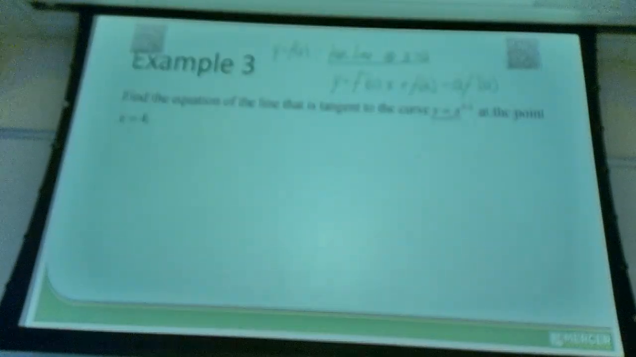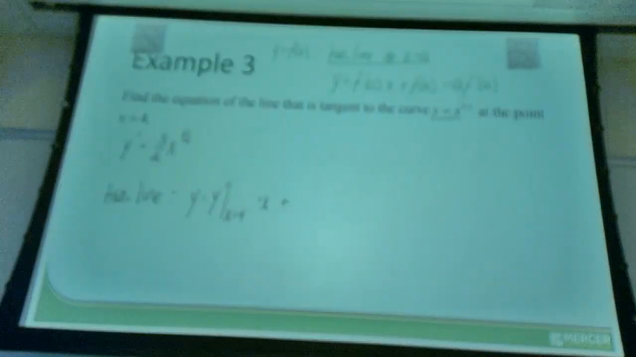There's f of x, right? So we want y prime. What's y prime? 3 over 2 x to the one half. So the tangent line: y equals y prime evaluated when x is equal to 4. That's what a vertical bar means. Times x.